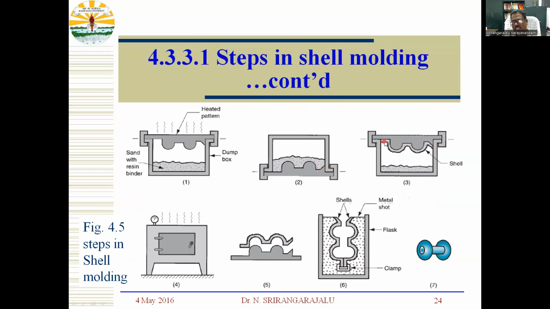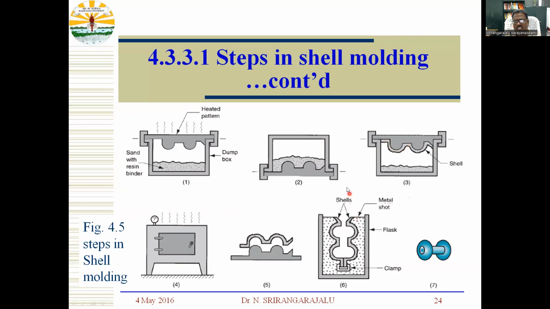They can tilt the box, then they can form this type of thin shell. This thin shell will be ejected. After the ejection of the thin shell, they will make some time for drying. After drying, they can keep it like this in this flask.